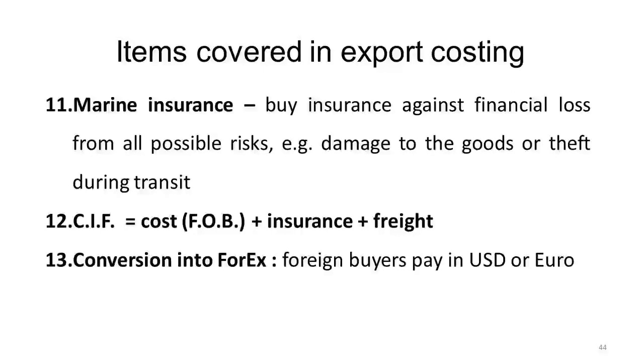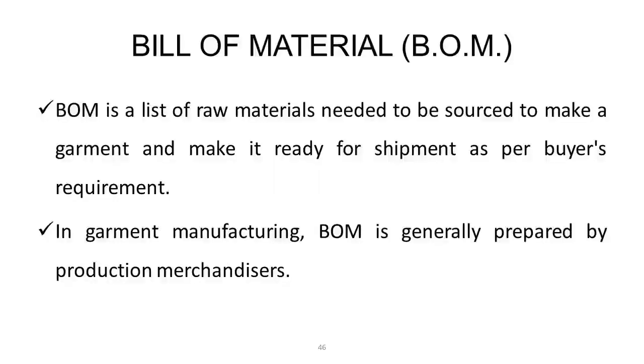So with that, we come to the end of this section in which we have talked about export pricing and costing. And the last section that we want to talk about is bill of material, which is slide number 45. A bill of material is an interesting concept without which you cannot run a factory. A bill of material is simply a list of raw materials needed to be sourced to make a garment and make it ready for shipment as per buyer's requirement.